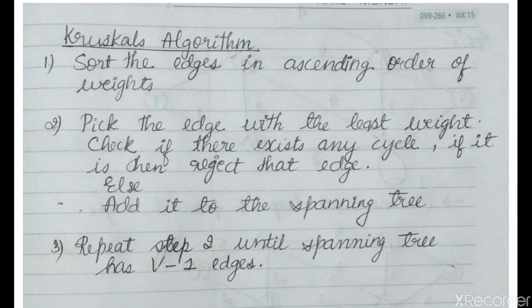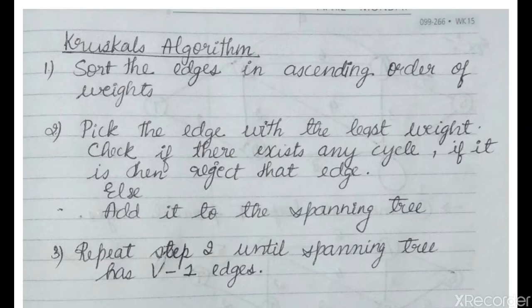Again, here you have to maintain the minimum spanning tree conditions, so it should not form a cycle. If you encounter any edge which forms a cycle, then you have to reject it. And the last step is, you repeat step 2 until the spanning tree has V minus 1 edges. For example, if you have a graph with 4 vertices A, B, C and D, then it should have V minus 1, that is 4 minus 1, a total of 3 edges. So this is about Kruskal's algorithm.